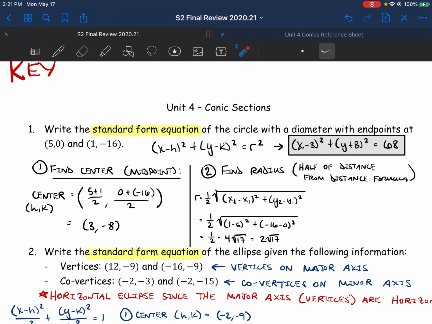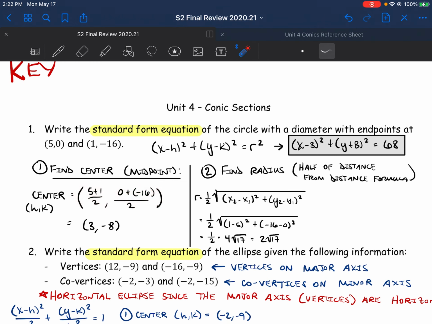So let's focus on the center first. Well, we're given a circle with the endpoints of a diameter. So if I think about a circle, I think about the diameter running through it. Halfway through the diameter is going to be the center of the circle. So to find the center, we're going to find the midpoint of these two diameter endpoints. So I use the midpoint formula. Midpoint formula says (x1 + x2)/2, (y1 + y2)/2. That point would give us the midpoint. In this case, that'd be the center of the circle.